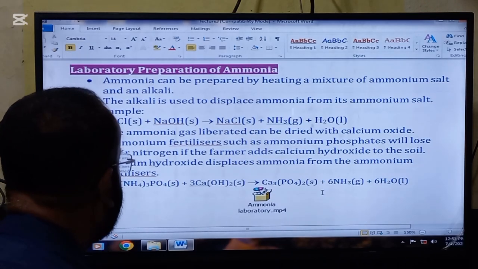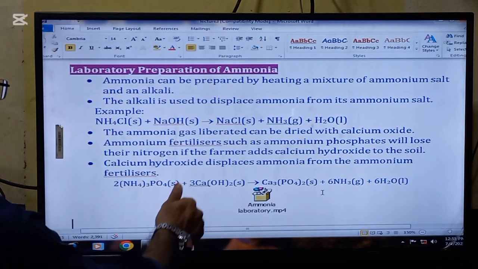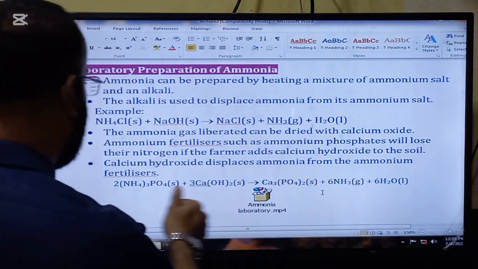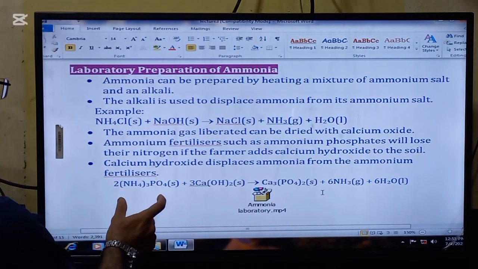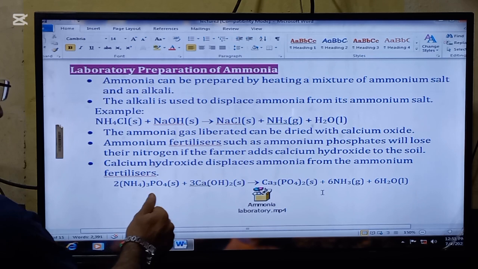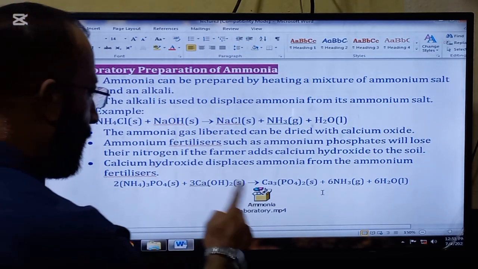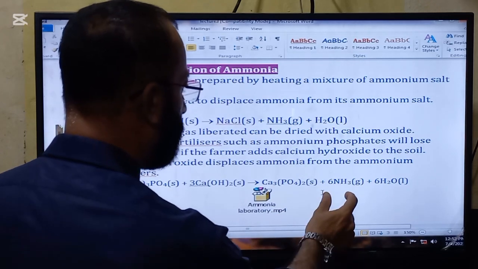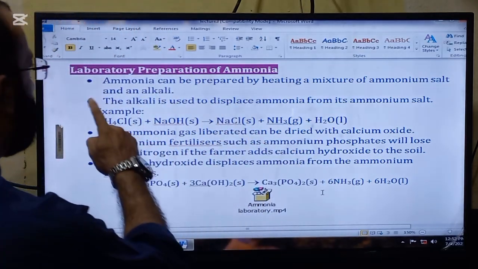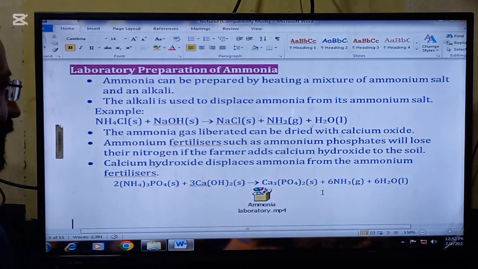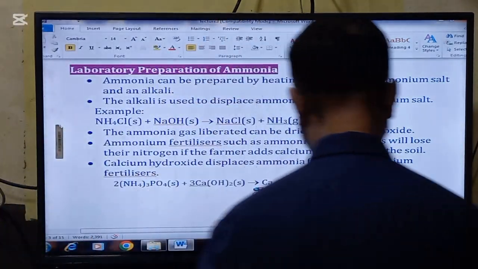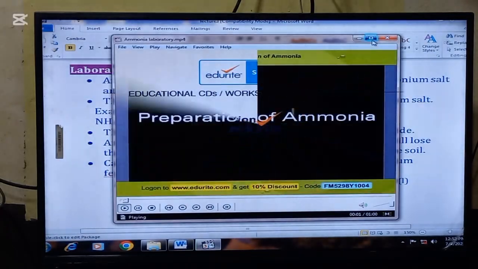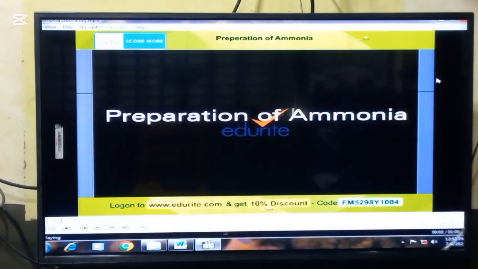So look now, calcium hydroxide displaces ammonia from the ammonium fertilizer. Here is the ammonium fertilizer, that is ammonium phosphate. The products are calcium phosphate, ammonia and water. So ammonia is produced. This is the laboratory preparation of ammonia. Here is a video: preparation of ammonia.